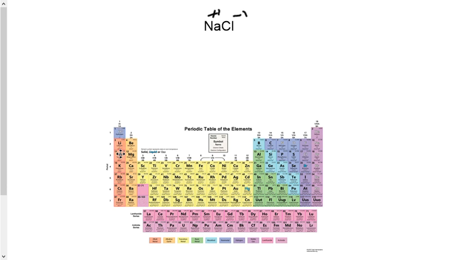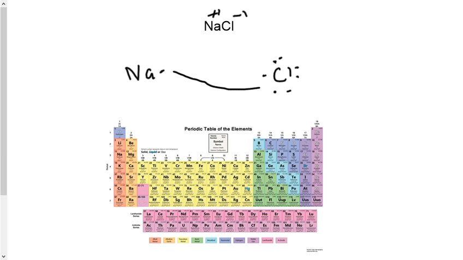Let's take a look. Sodium, in this column over here, has 1 dot. Chlorine over here has 7 dots. Now, sodium is a metal, and it likes to give up electrons. Chlorine is a non-metal and likes to receive electrons. So instead of deciding to share electrons, sodium says, well, why don't I just give you, chlorine, my electron?